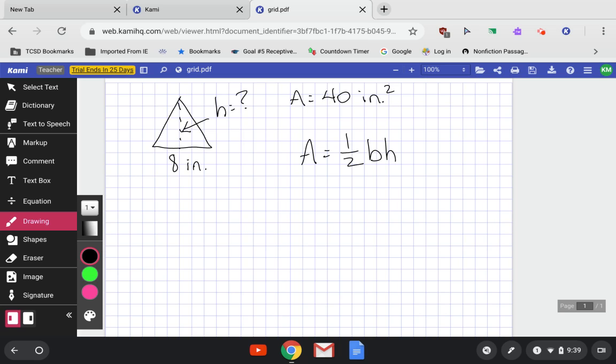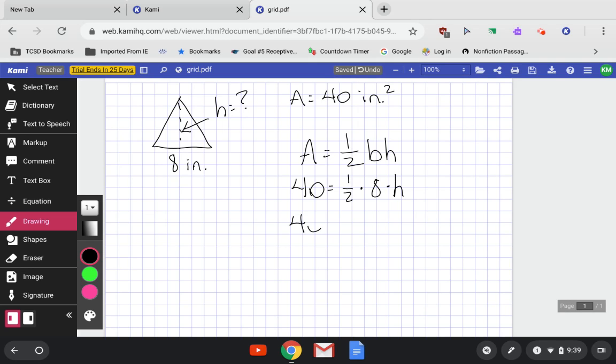What is the height? So we're going to go ahead and use our formula, area A equals 1/2 times base times height. So we're going to plug in the numbers that we know. Our area is 40 equals 1/2 times my base, which is 8, times my height, we don't know, so it's going to stay h. So now we can simplify on the right side of our equation.